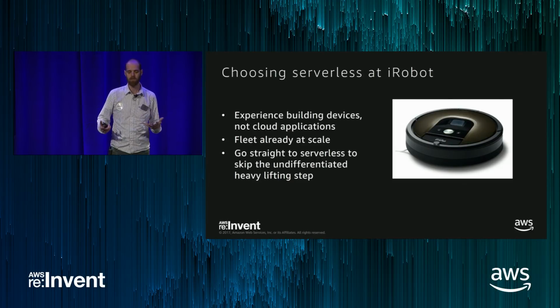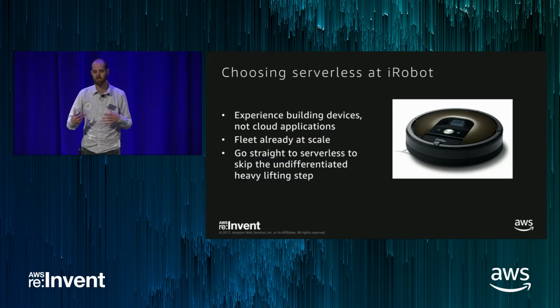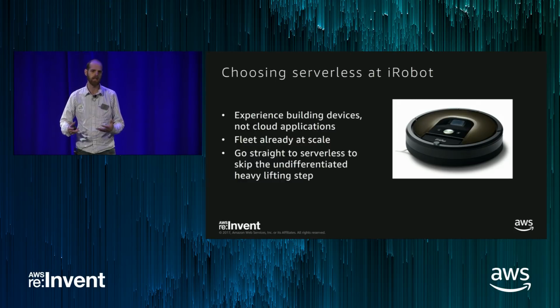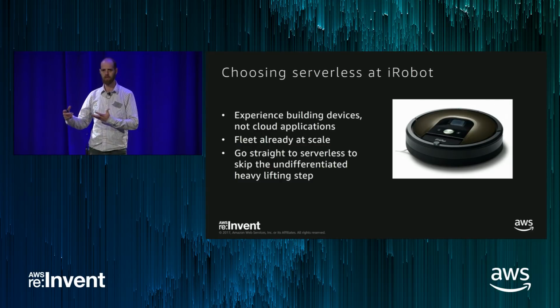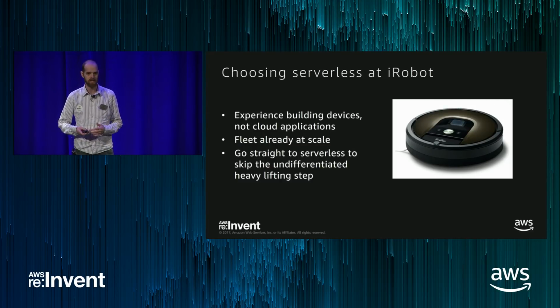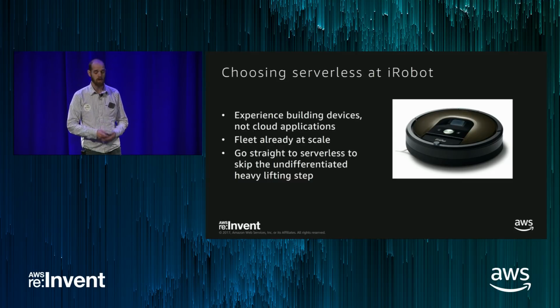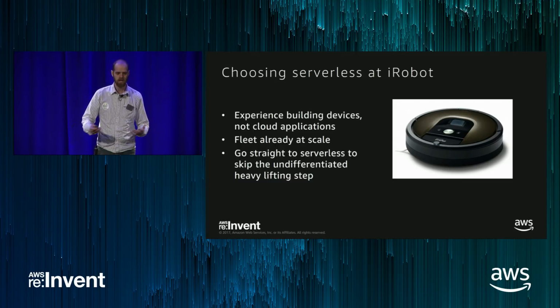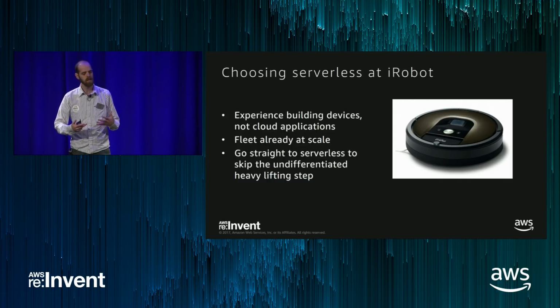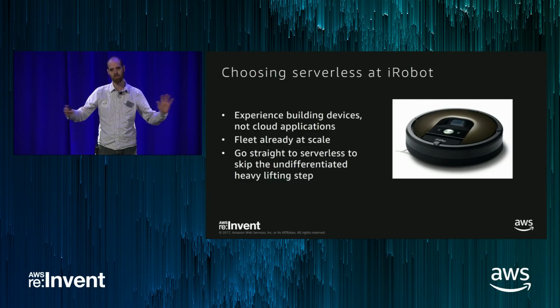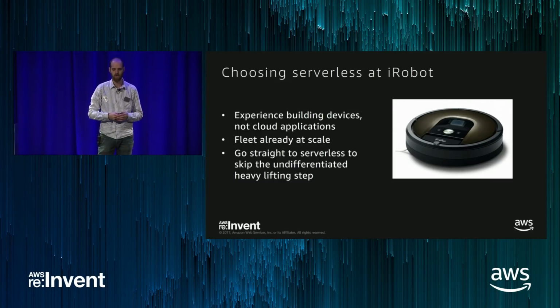So we chose serverless at iRobot because our historical experience has been building devices and not cloud applications. You know, we had experience with networked robotics and things, but not with scalable, elastic cloud infrastructure. And that's not our core business. Our fleet was already at scale. We sell millions of Roombas a year. And serverless enabled us to skip the undifferentiated heavy lifting step and go straight to delivering that value to our customers and connect our entire line of Roombas and not have to worry about the massive influx of connected robots that we have to deal with.